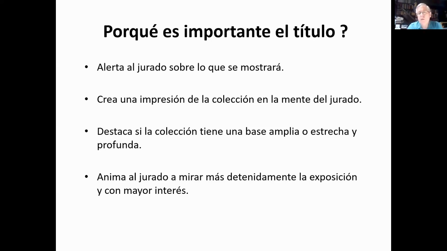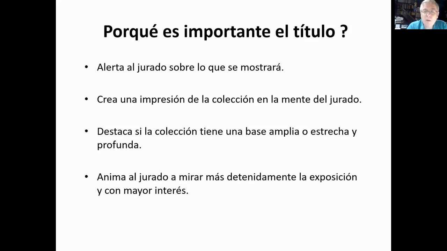The second aspect, which is a little more indirect, is that it actually creates an impression of the exhibit in the judge's mind. When the judges read the title, it's only human nature, they are going to reach certain decisions and make certain assumptions about the exhibit.